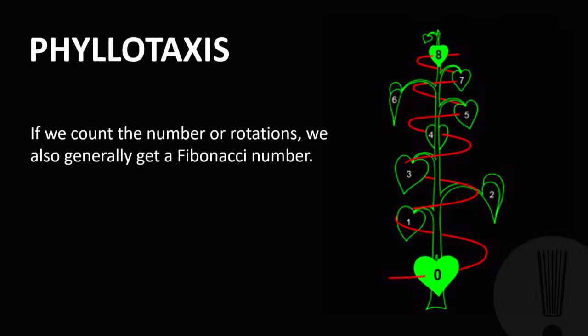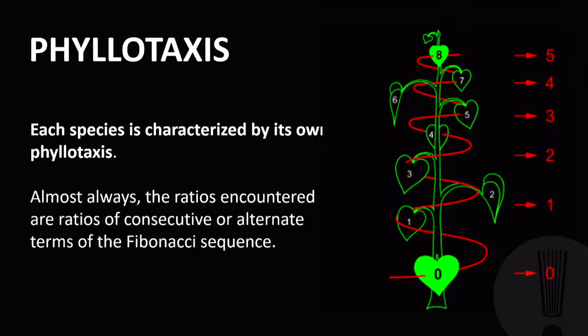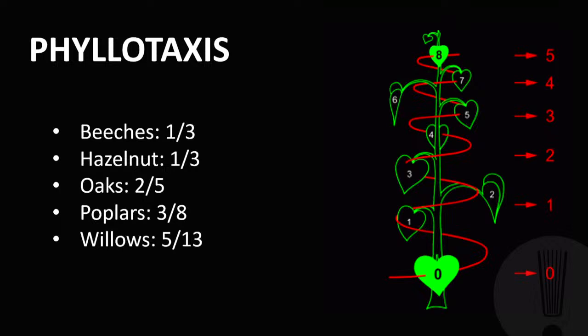The number of leaves and the number of rotations can also be expressed as a ratio. So in this case, the number of leaves it took to get back to that original position was 8, but the number of revolutions that took, so you have multiple leaves coming off per revolution, is also usually a Fibonacci number. And so when we express this as a ratio, the plant is said to have a phyllotaxis of 5 to 8 in this case. Each species is typically characterized by its own phyllotaxis. Like I mentioned, these tend to be consecutive or alternate terms of the Fibonacci sequence. Some common phyllotaxic ratios of tree species: beeches are 1 to 3, hazelnut 1 to 3, oaks 2 to 5, poplars 3 to 8, willows 5 to 13.